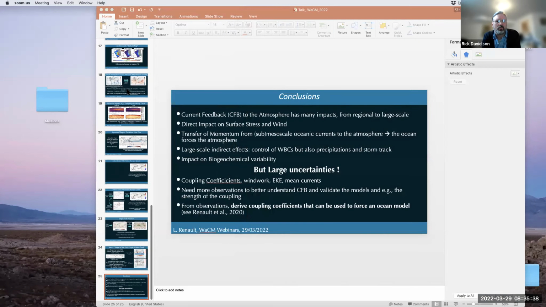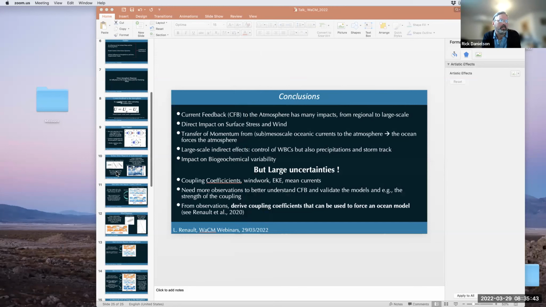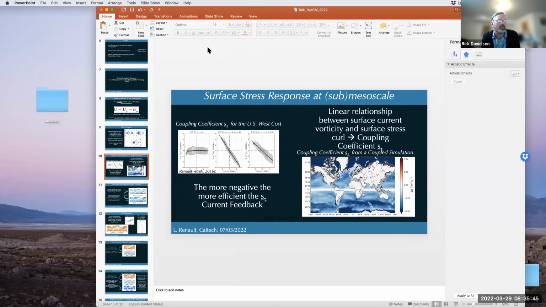I see that there's a comment from Rick Danielson in the chat about questions. So yeah, thanks, Lionel, for the talk. It's really great. My question more relates to one of your earlier plots that shows the range and variability of the wind stress curl versus current vorticity. Any of those plots is good. Yeah, that's perfect.